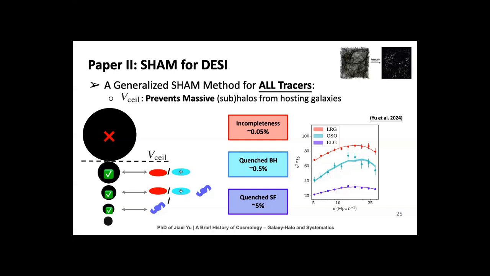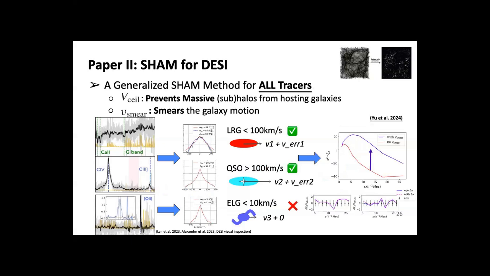And this aspect is different, of course, for different tracers. Here we have LRG, here we have quasars, here we have star-forming galaxies. So this particular cut is more or less important depending on the galaxy you're targeting. So we have this vCeil parameter to prevent massive subhalos from hosting galaxies. We also have to take into account another parameter, which we call vSmear. This is trying to reproduce the smearing of the galaxy motion.